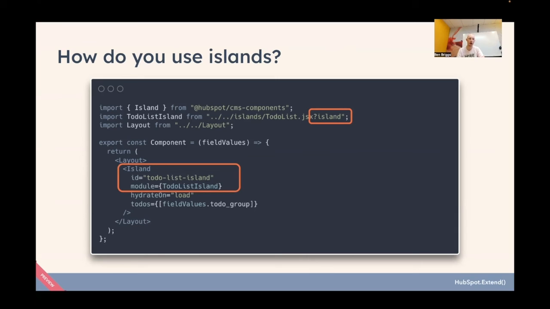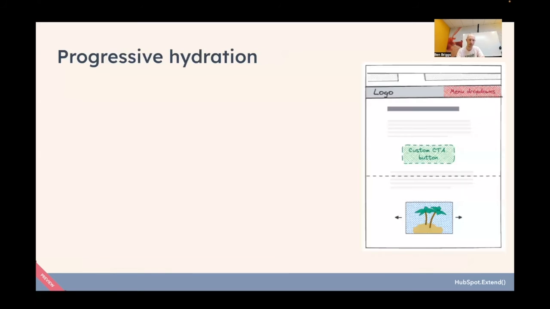And then we also, rather than directly rendering the to-do list island, we want to use the island component and pass the module as a module prop to it. And this tells the platform where exactly in our React tree we want to hydrate this island component on the client side. And then we have a couple other options here. So we have the ID, which would be just like an element ID to identify the island component in the DOM, and then a hydrate on prop that I'll go into a little more detail in a second.